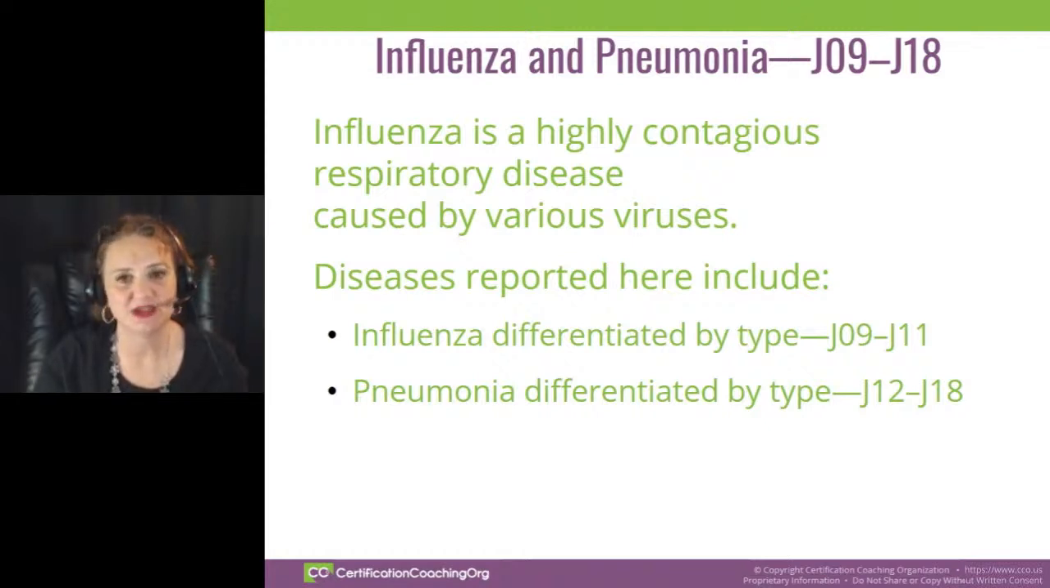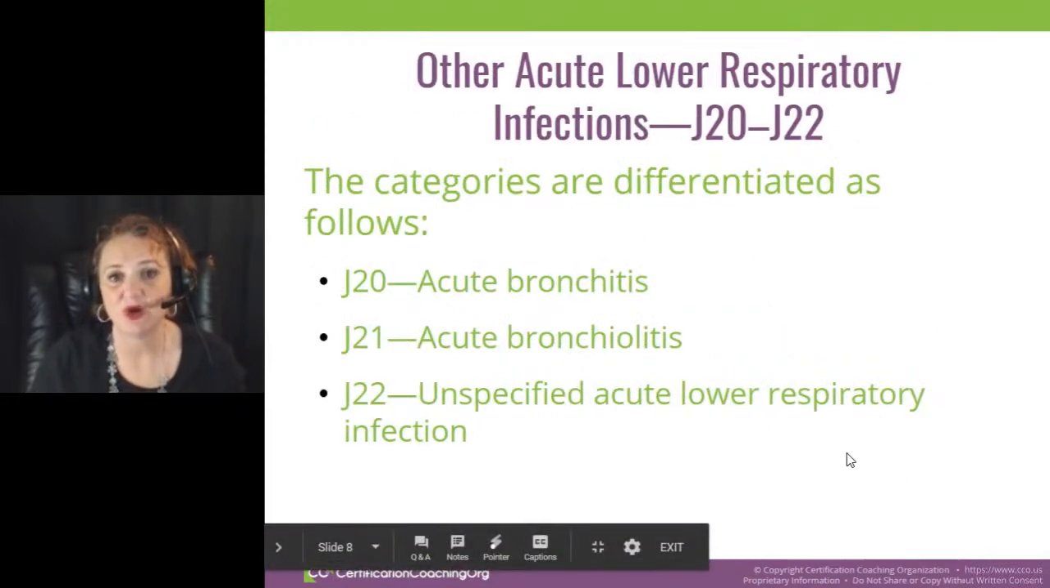Pneumonia, all different types of pneumonia, like I just mentioned, J10 through J18. And just so you know, pneumonia will have laterality with it, because you can have pneumonia in both lobes, both sides of the lung, or in just one lobe, and you have more than one lobe. Got to know that anatomy.